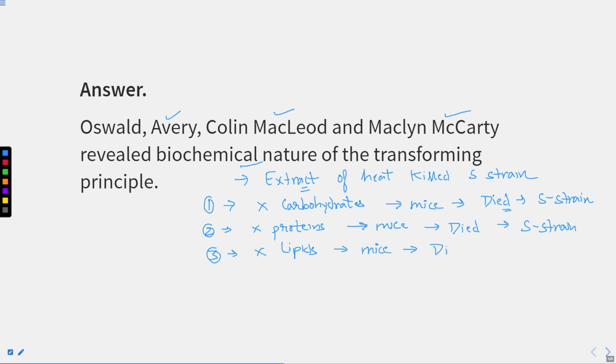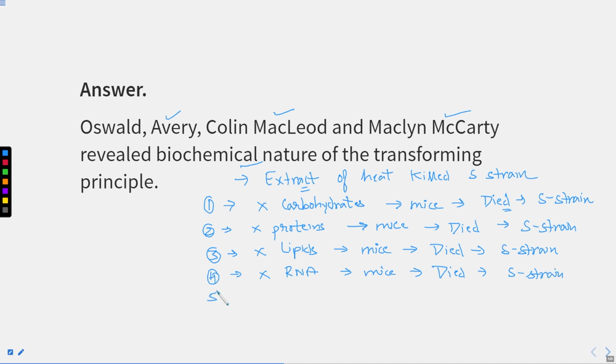Again, the mice died and virulent S-type bacteria were recovered from the dead mice. Now in the next setup, they got rid of RNA using RNase. Again, they did the same thing, injected that into mice. Again, the mice died, and virulent living bacteria were recovered.